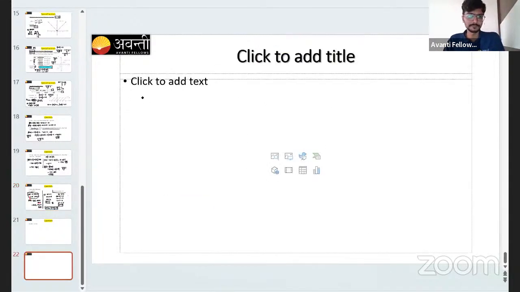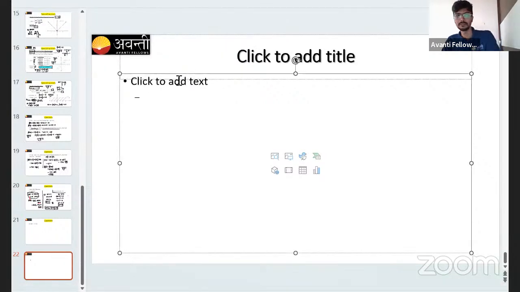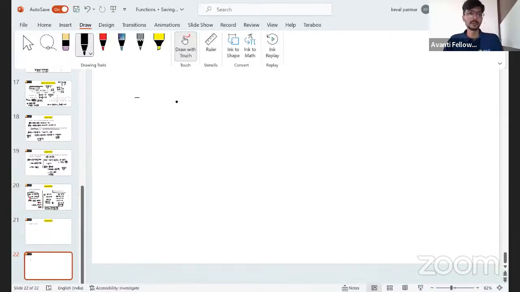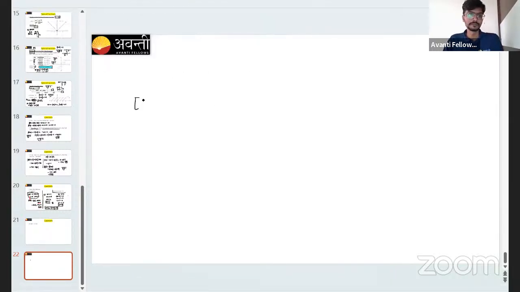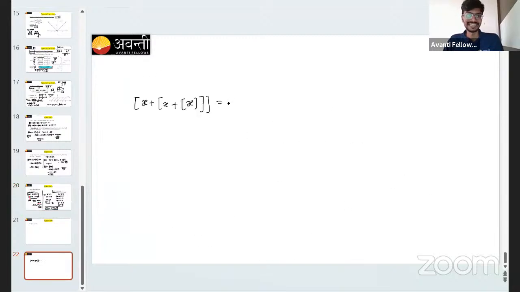What was the question? Chal. What was the question? The question was step of x plus step of x plus step of x. Very interesting question, is equals to 9. And I need to solve this.